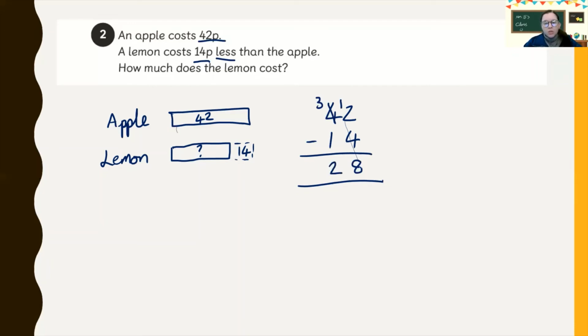So the lemon costs 28, and remember it's pence in this question, not pounds, or that would be a very expensive lemon. 28 pence. Well done if you got that right. Super, super, super.